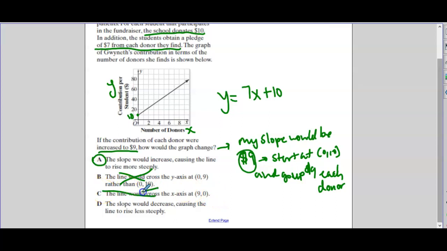That's not true either. If it was (9, 0), that would mean I'd have 9 donors and $0. Not a chance. We're making more money as we go up. The slope would decrease, causing the line to rise less steeply. Nope, not a chance. So A is our best option here based on what we're looking at, and how we would answer that question.